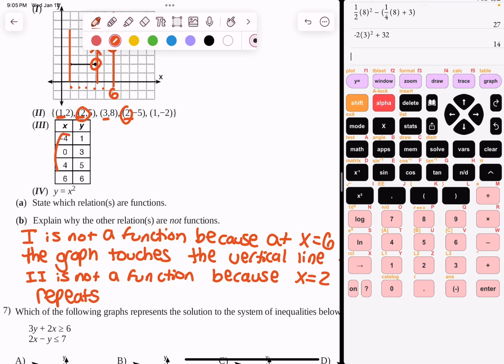All right, let's look at if 3 is a function. 3 is a function because none of these are repeating. State which are functions, so 3. And then this last one, if you were to graph y equals x squared, it would look like this U, which does pass the vertical line test, so that is a function. So 3 and 4 are functions. All right.